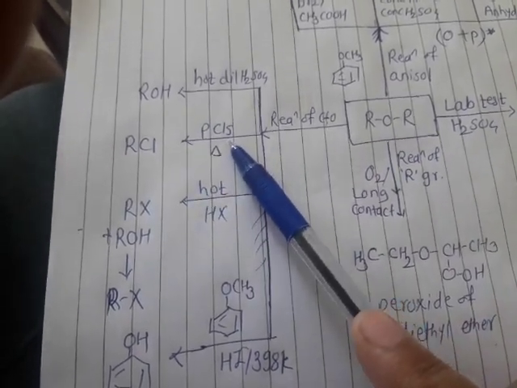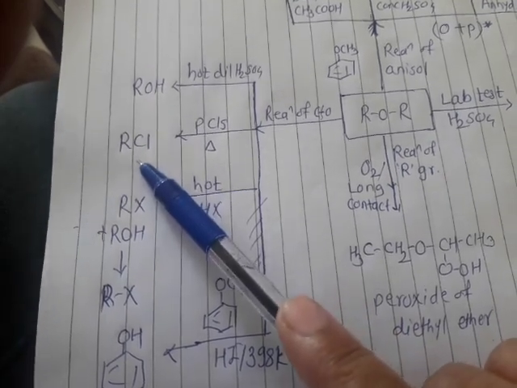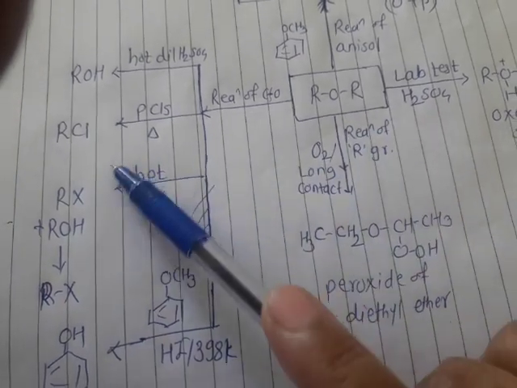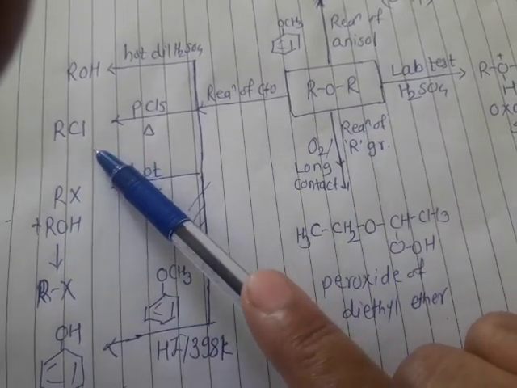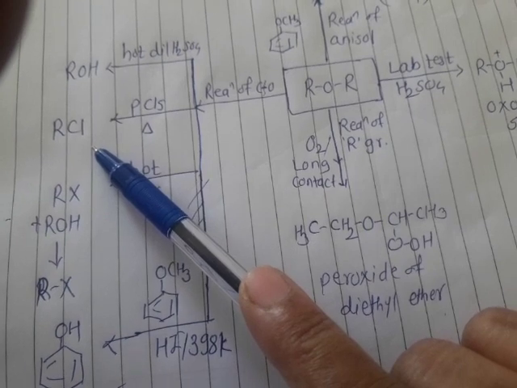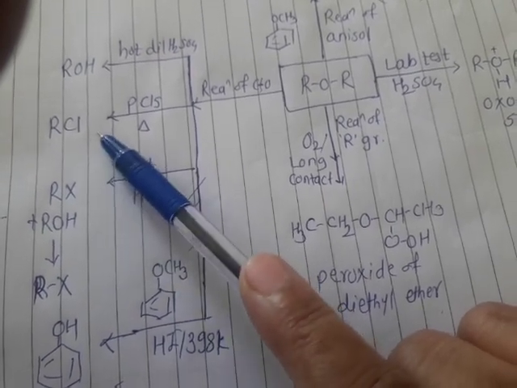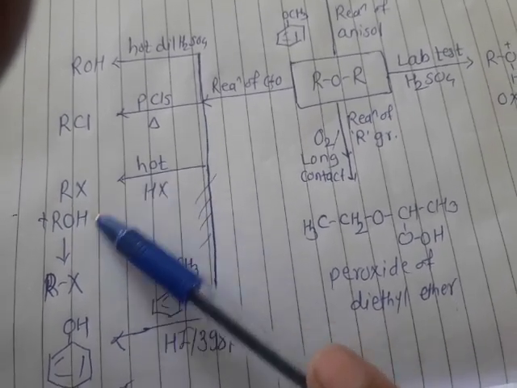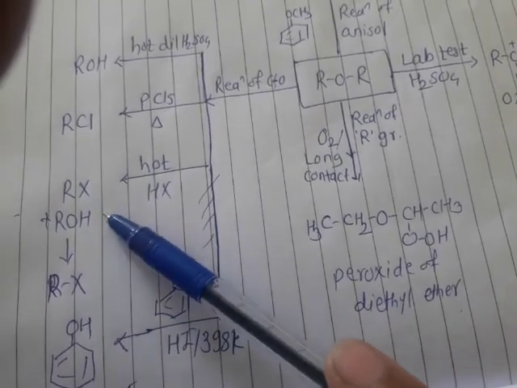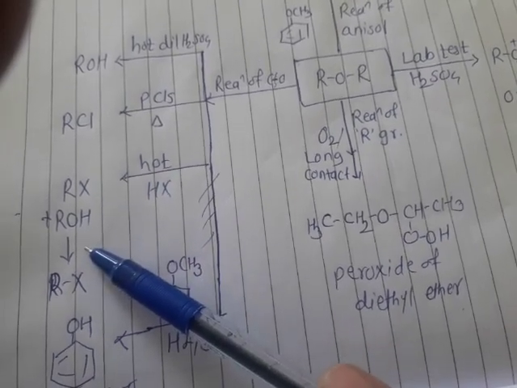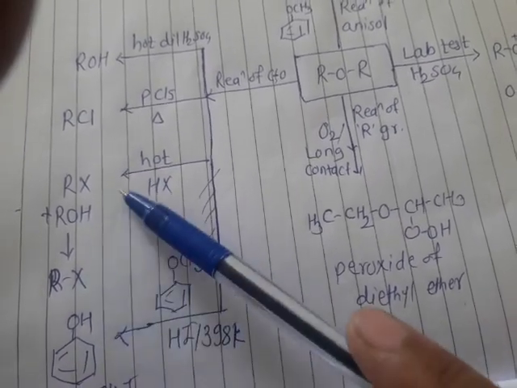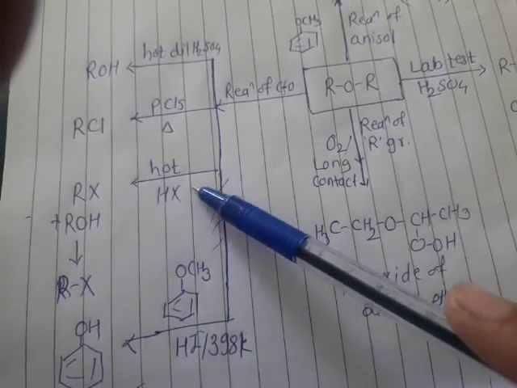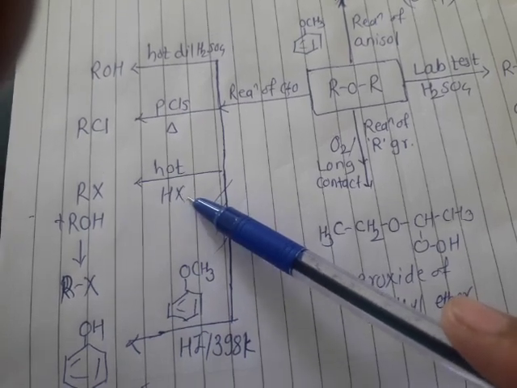If it is heated with PCl5, we get 2 moles of alkyl halide. If it is simple ether, then we will get the same alkyl chloride. If it is mixed ether, then we will get 2 different alkyl chlorides. If it is hot HX, then we get RX and ROH, and ROH is again treated with HX and we get RX. So we get 2 moles of RX in this case. I have made one video for the complete mechanism of action of HX.